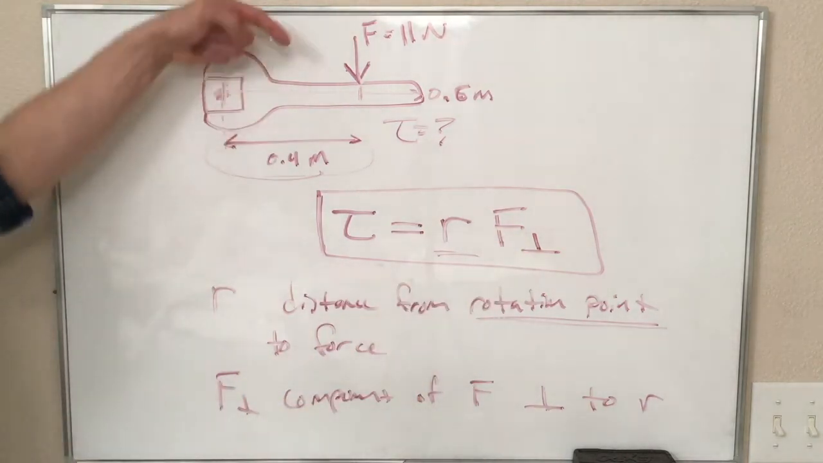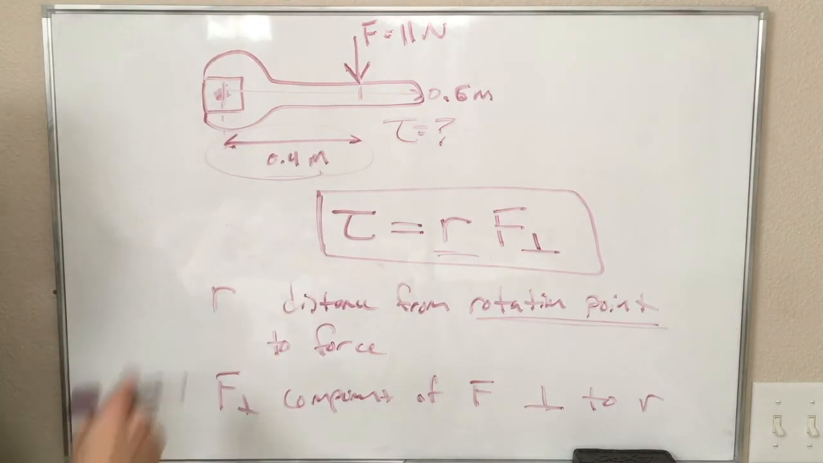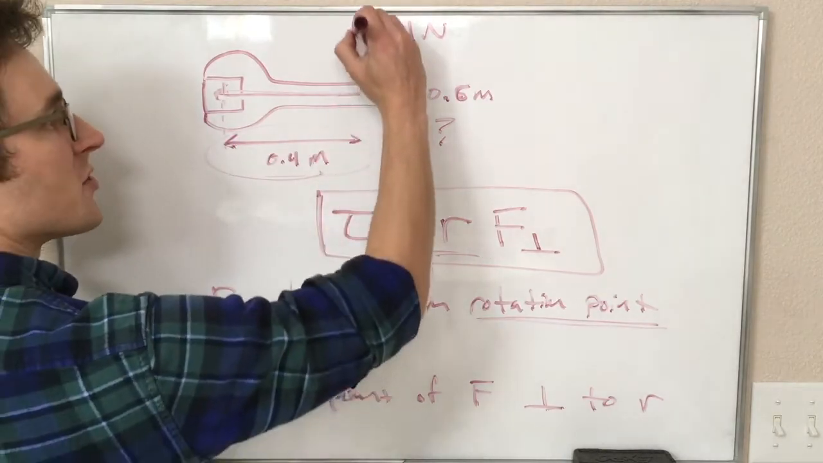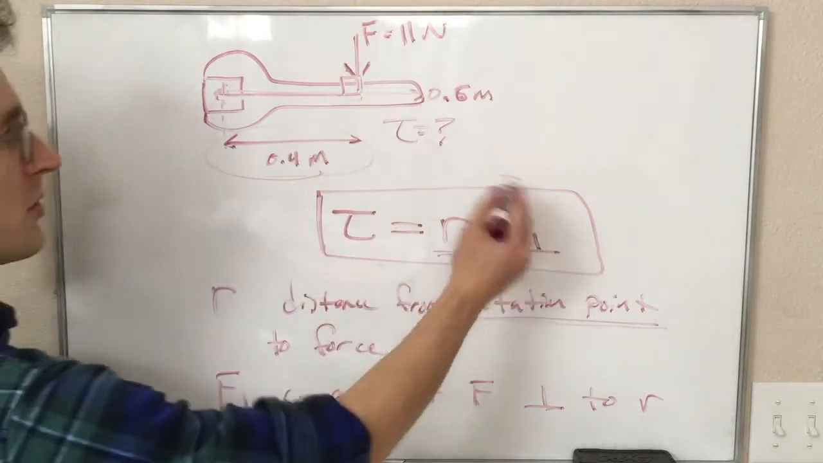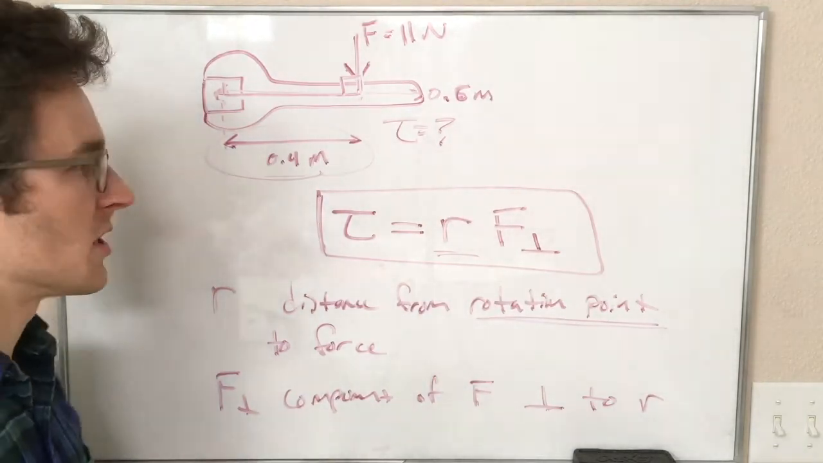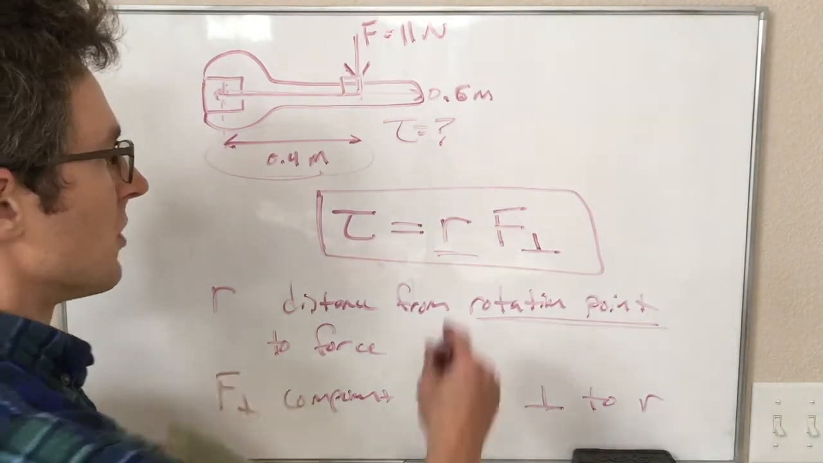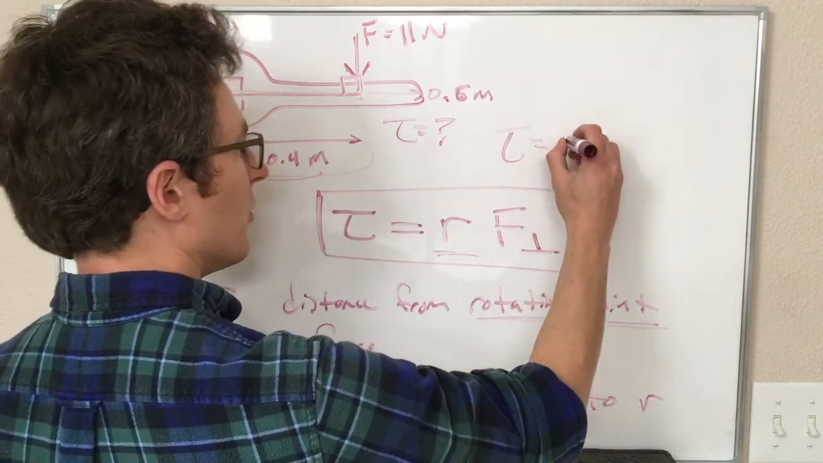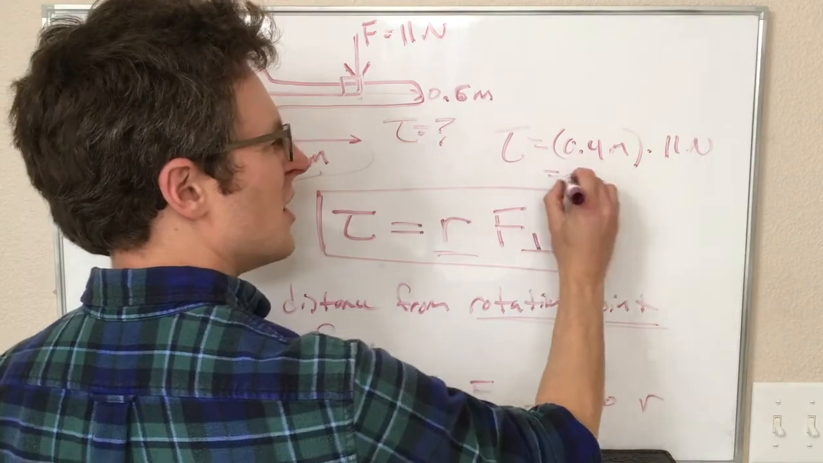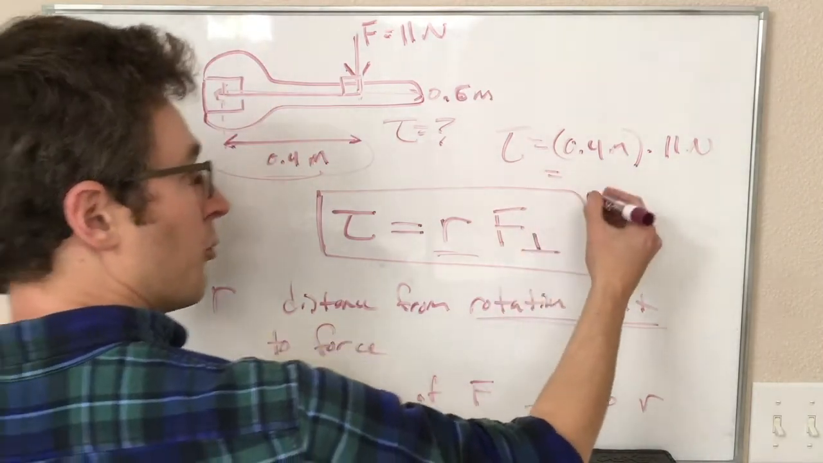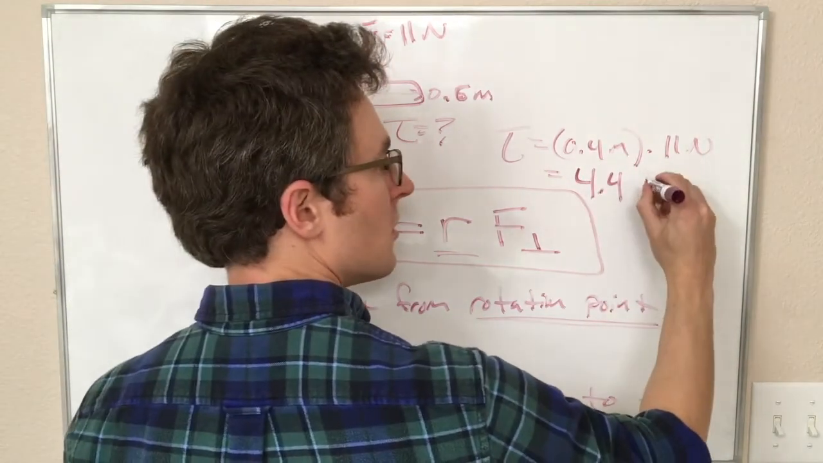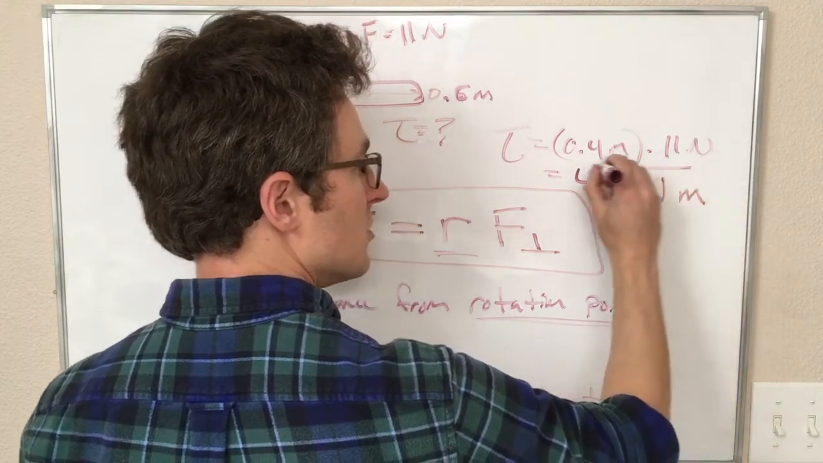F perpendicular is the component of F that is perpendicular to R. So the way that I've drawn this, if this distance is R, our force F is perpendicular to that. So F perpendicular here is all 11 newtons. That doesn't necessarily have to be the case, but in this case it is. All right, so to calculate our torque then, we multiply our 0.4 meters by our 11 newtons, and we get 11 times 0.4 is 4.4. And our units are newtons times meters, which we are now going to keep as Newton meters.